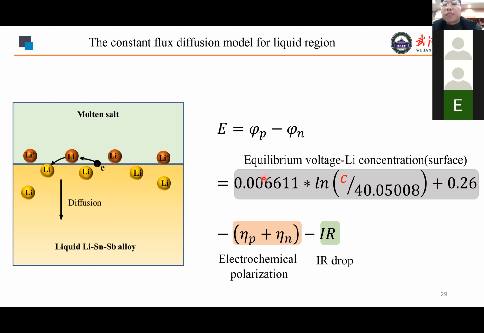If the equilibrium voltage corresponding to the surface lithium concentration and various polarizations are considered, we can also simulate the discharge curves. The green area is the formula about the equilibrium voltage with the lithium concentration on the surface of the positive liquid alloy. This relationship was obtained by coulometric titration mentioned before.